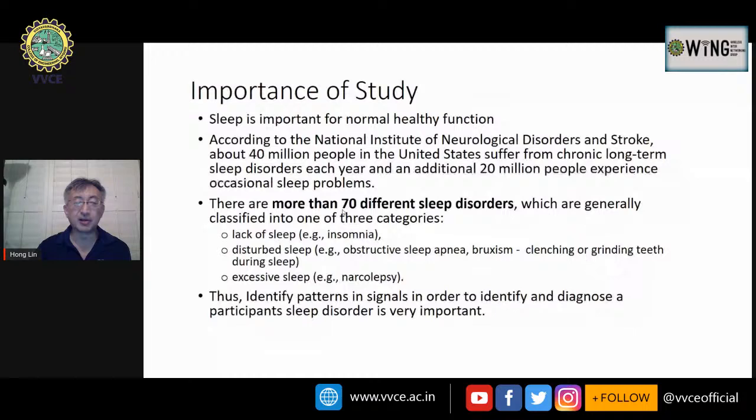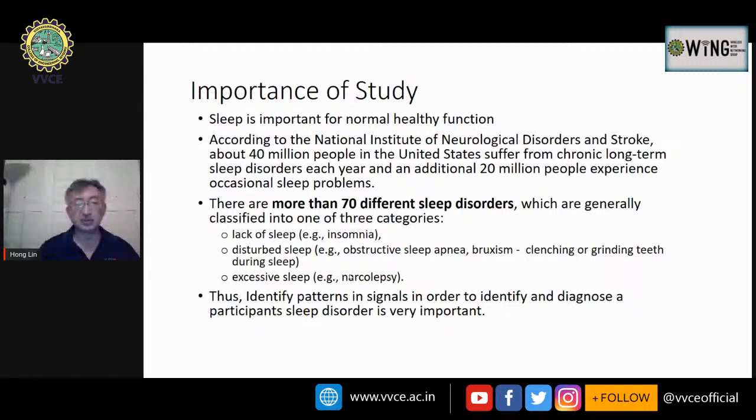Now the very challenging part of this problem is the cause of the sleep disorders. There are more than 70 different sleep disorders, and they have different causes. For example, sleep disorders may include the lack of sleep, which is also called insomnia, and disturbed sleep, like obstructive sleep apnea, and bruxism, crunching or grinding teeth during sleep.